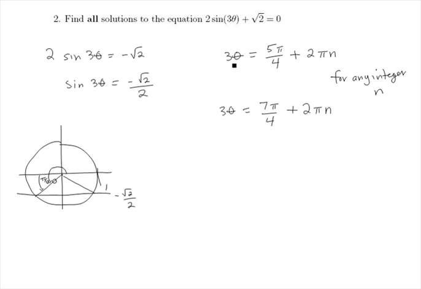Now we have two equations we can solve by dividing by 3. So we get theta is equal to 5 pi over 4 divided by 3, so 5 pi over 12, plus 2 pi over 3 times n, and then we also have solutions that look like 7 pi over 12 plus 2 pi over 3 times n. So both of these are solutions to this equation.